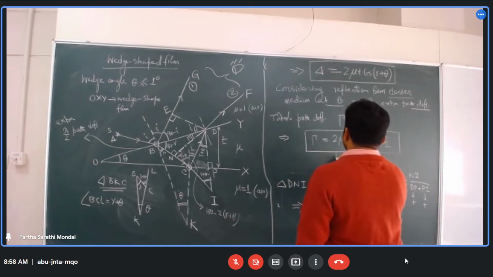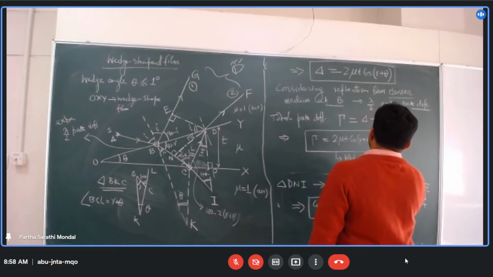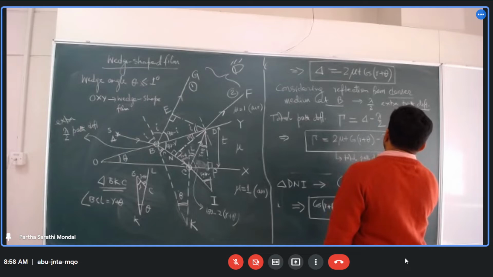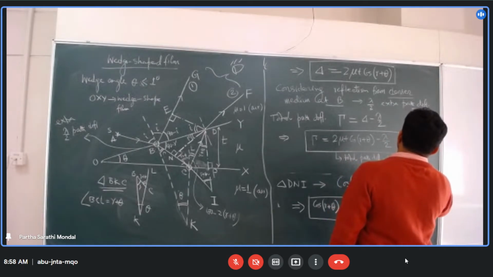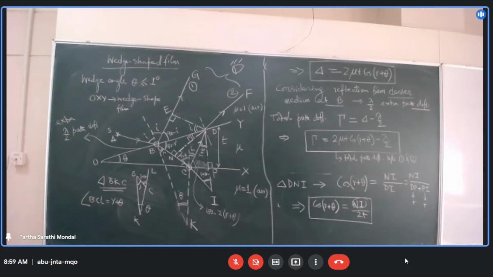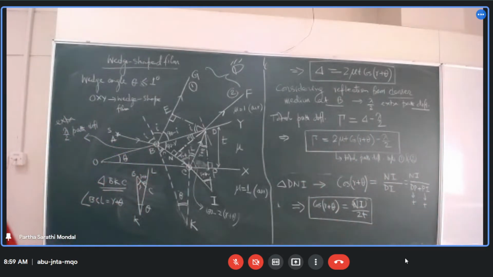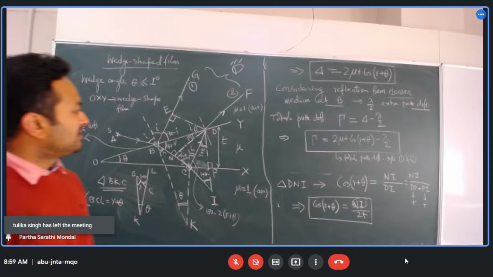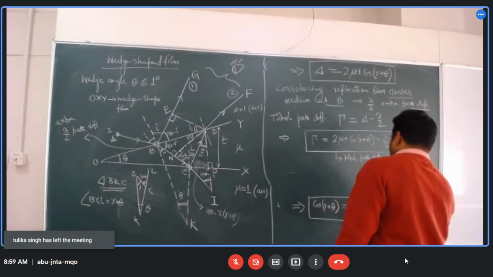So now we can apply the conditions for maxima and minima to see what the fringe pattern will be. Is there any problem up to here? Did you understand? I think it was just geometry. If you follow the steps one by one, you can reach here.